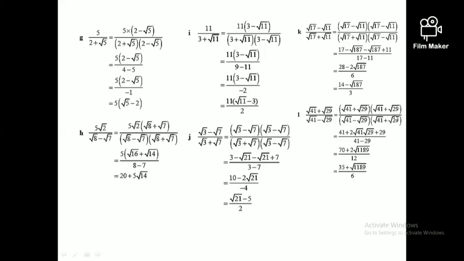Plus root 29 into root 29 is just 29. Then you can add 41 plus 29 plus 2 times root of the product. If you expand this bracket, you will obtain 1189 divided by the denominator. 41 into 41 is 41, minus plus minus, root 29 into root 29 is just 29. 41 minus 29 is 12. Then you can obtain your final answer by simplifying both numerator and denominator by 2, and you can obtain the final answer over here, right? If you feel this step is hard, you can keep your answer over here.